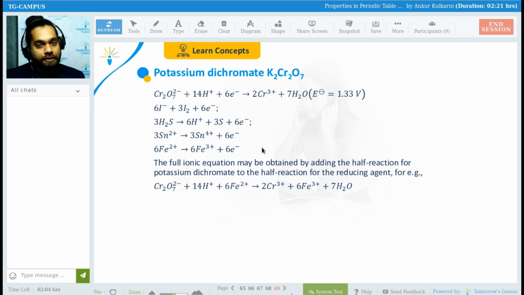Now look at the reactions. What happens? This is a proof that potassium dichromate is an oxidizing agent. Look over here. Everyone focus on the screen. So I have Cr₂O₇²⁻. You have already calculated the oxidation state of Cr in Cr₂O₇²⁻. What is it?